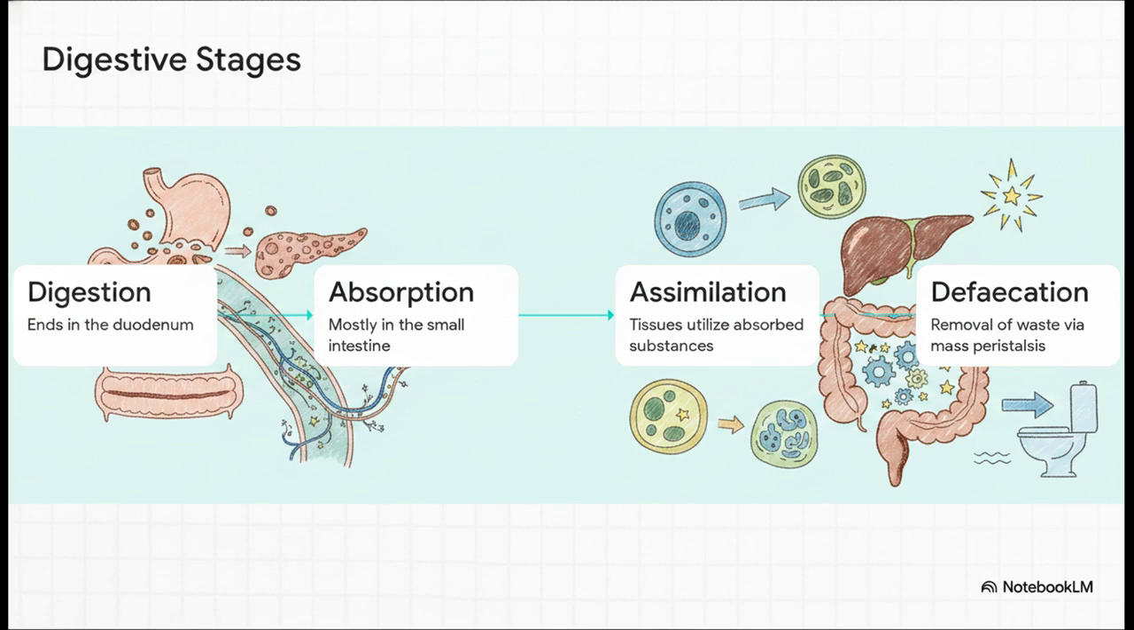Step 3 is assimilation. This isn't just some textbook concept. This is where your patient's tissues actually grab those substances to build cells, fix damage, and crank out daily ATP. And finally, step 4, defecation, the voluntary removal of indigestible waste driven by massive peristaltic movements in the colon.